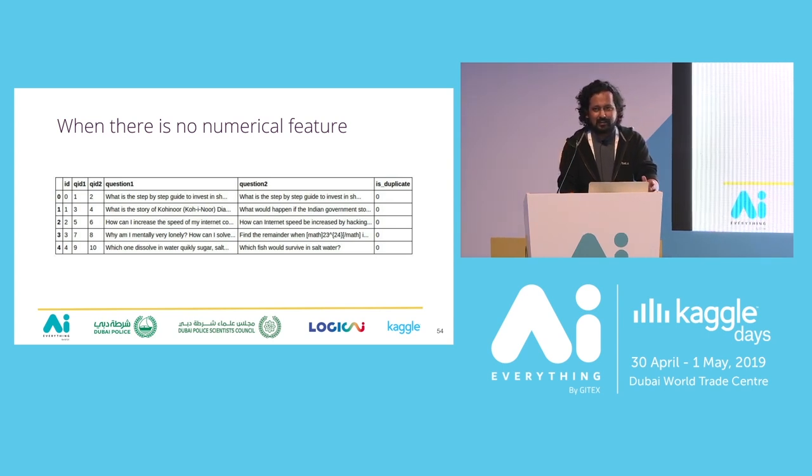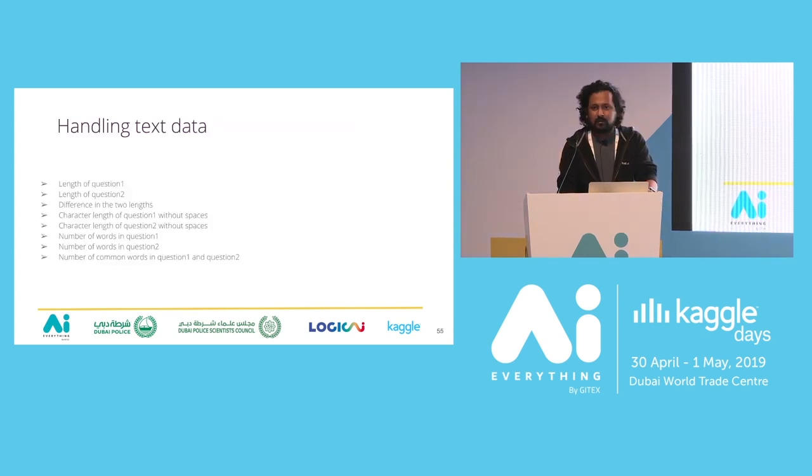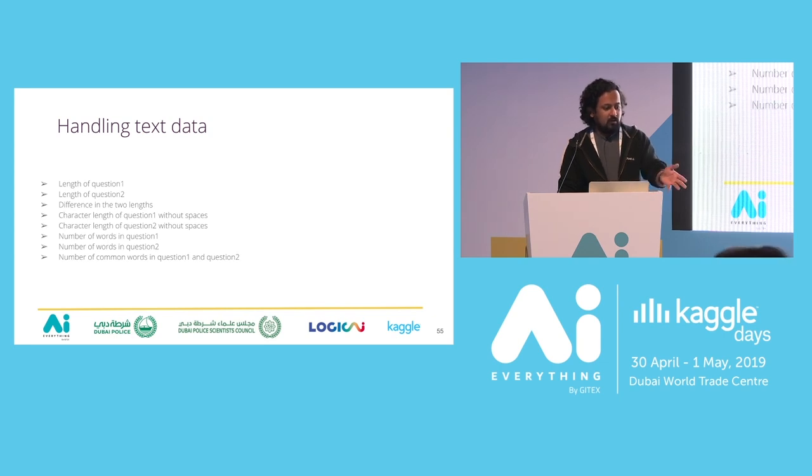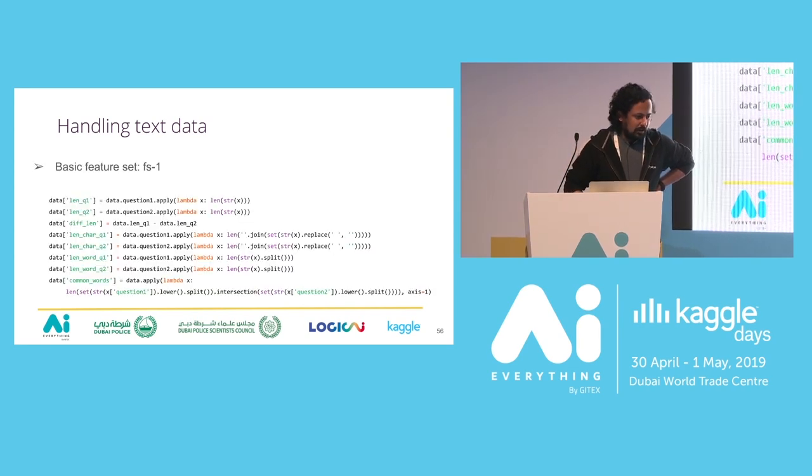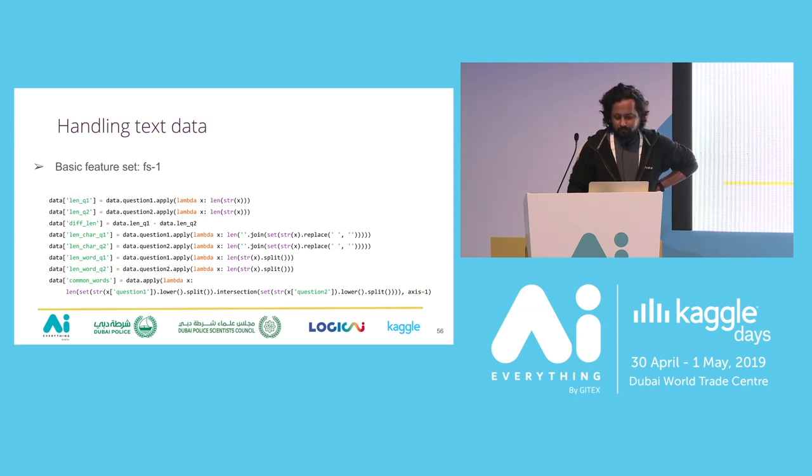To handle text data, there are many different ways of creating features. You can start with some very basic features, like length of question 1, 2, number of words, and so on. Number of common words in the questions. And when you have that, this is how the features are generated. Everything is a one-liner using pandas. Pretty cool.